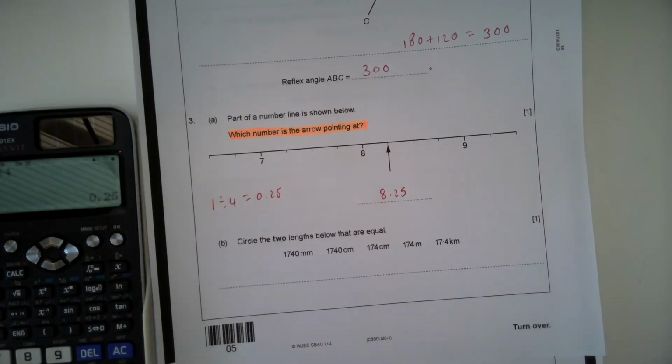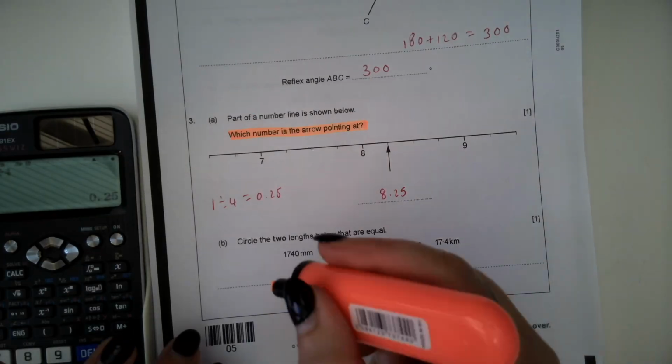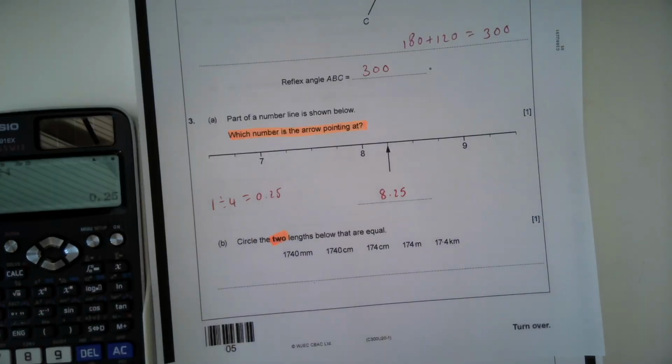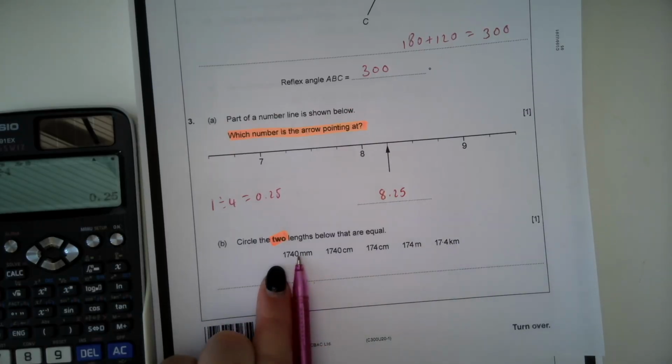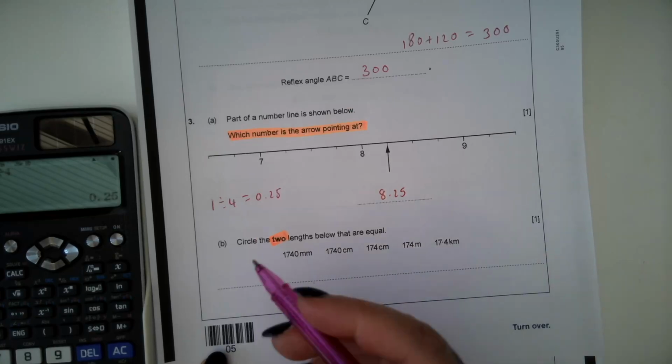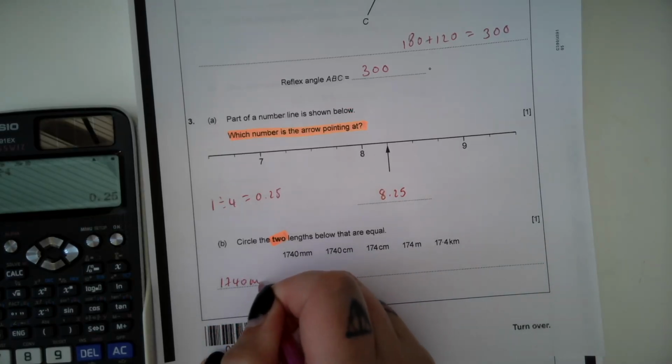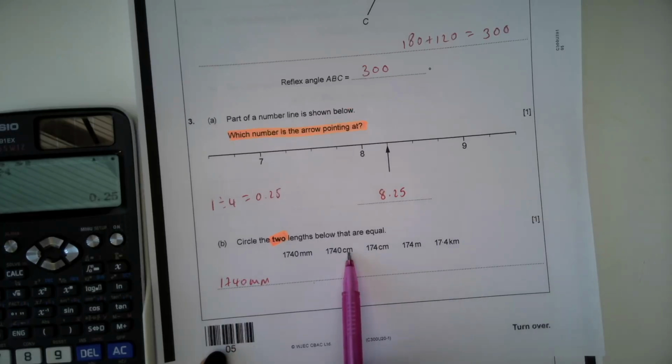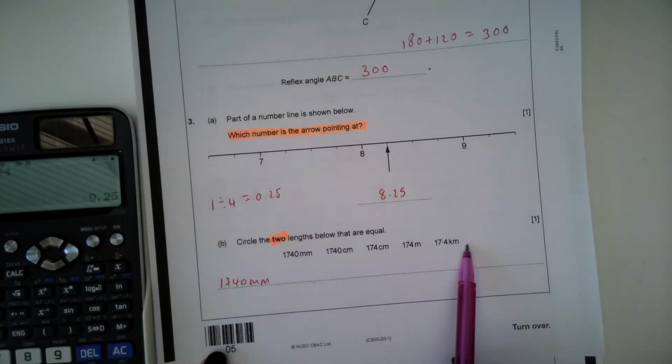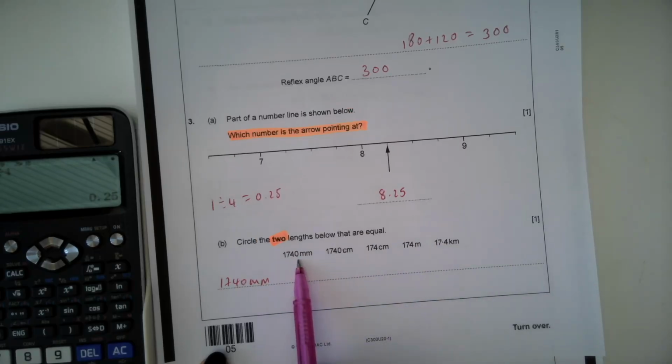Part B. Circle 2 lengths below that are equal. So we have got a mix of millimetres, centimetres, metres and kilometres. So I'm going to start by using just one of the values, this 1,740 millimetres. And I'm going to convert it to centimetres and metres and kilometres. And then if I get any that match within this, I've got a matching pair. And if that doesn't work, I'll move on to the next number. We're going to do it systematically.